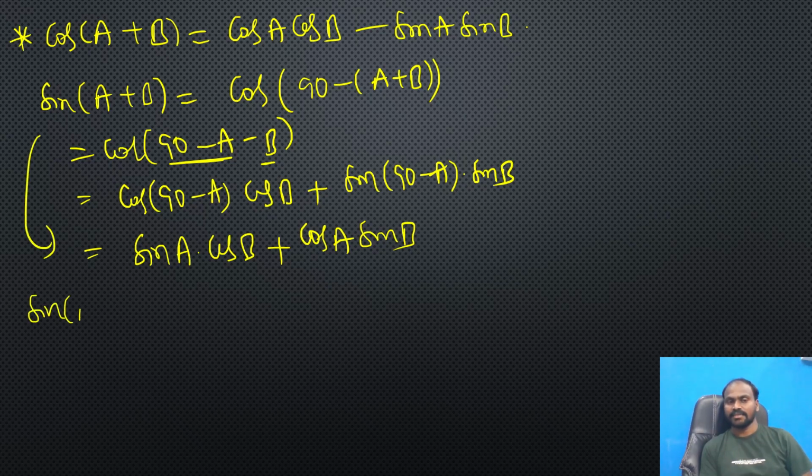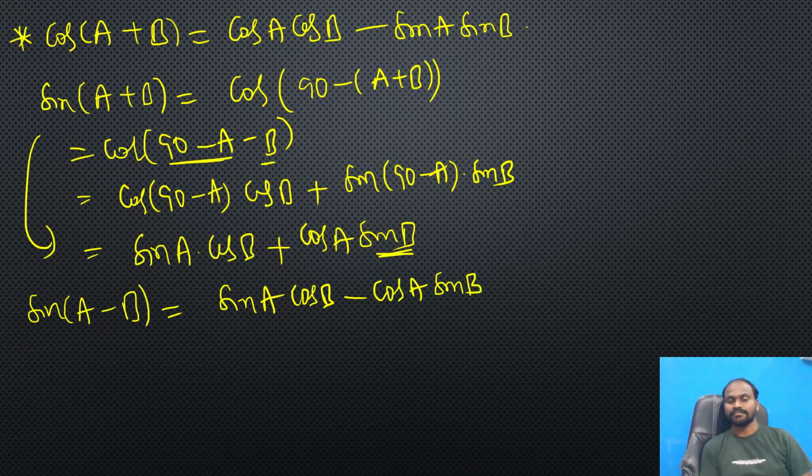So then what is sin of A minus B? Just simply replace plus B with minus B. So sin A cos B, and cos of minus theta is cos theta, but sin of minus theta is minus sin theta, so it becomes minus cos A sin B.